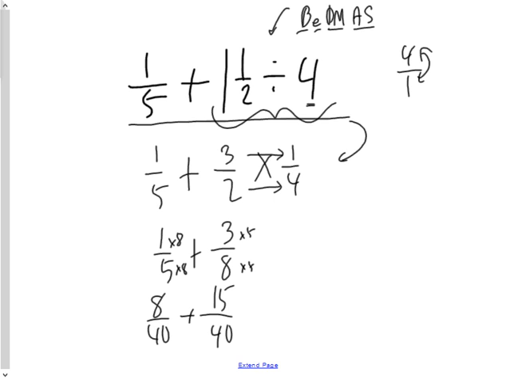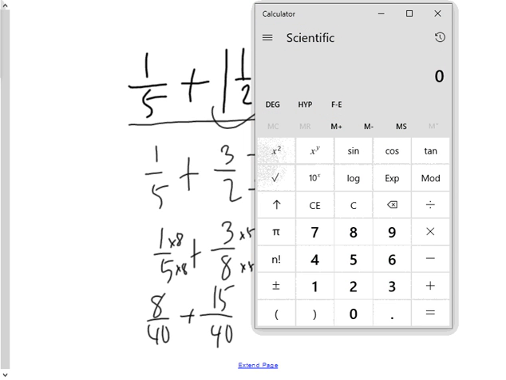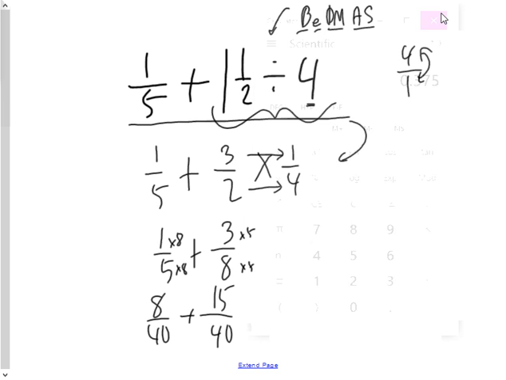Again, if I take the calculator just to show you, 3 divided by 8, or 3/8, as a decimal is 0.375, and 15 divided by 40 as a decimal is still the same. So these two fractions here are equivalent. And if I have 8/40 plus 15/40 altogether, I would have 23/40. Add the numerators and keep the denominator, and that is lowest terms.